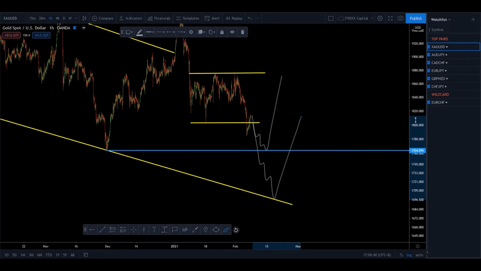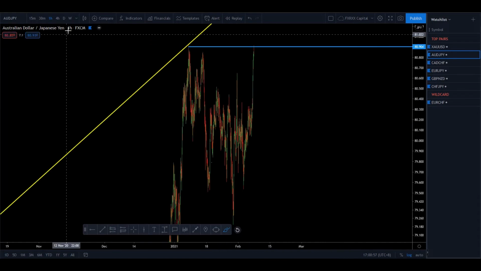So hopefully you guys have your trading plan and focus on what the possibility and the probability going to happen for this particular pair. Next we move to AUD JPY.